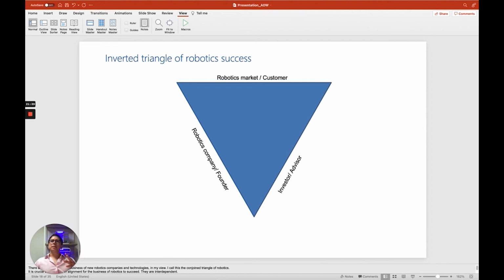There are three sides in the business of new robotics companies and technologies, in my view. I call this the conjoined triangle of robotics. It's crucial that they are in alignment for the business of robotics to succeed, or your investments to succeed. They are interdependent. While robotics companies generally come up with an idea, it is imperative that they survey and understand the market in which they serve, and they should not attempt to force their vision of what the market wants. However, there are exceptions where this has worked, but this is rare. And in the business game, you better be playing with the odds in your favor.